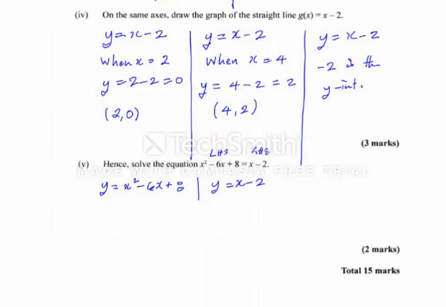Remember, we already noted that the two graphs intersect. So my solution: the two graphs intersect where x is equal to 2 and where x is equal to 5. So x is equal to 2 and x is equal to 5 are the solutions of the quadratic equation x squared minus 6x plus 8 is equal to x minus 2.